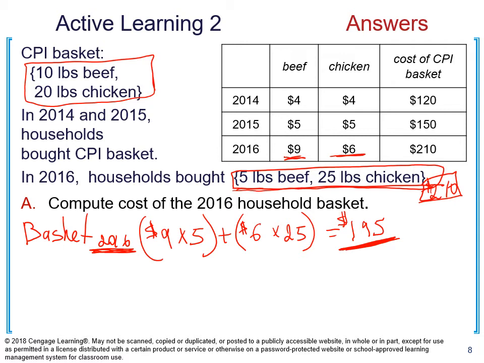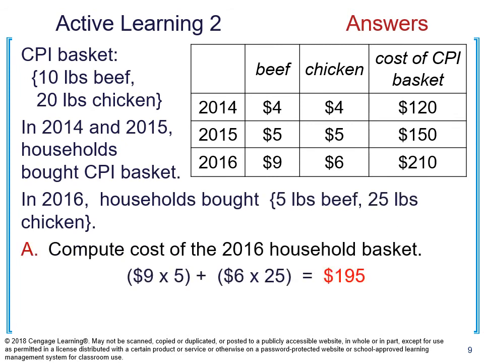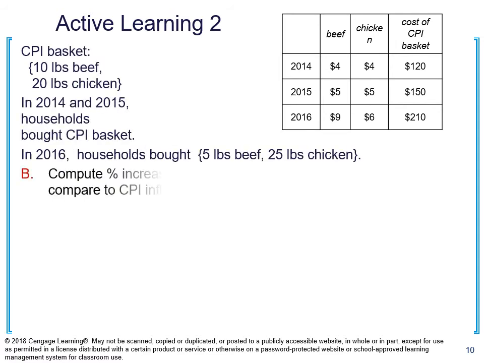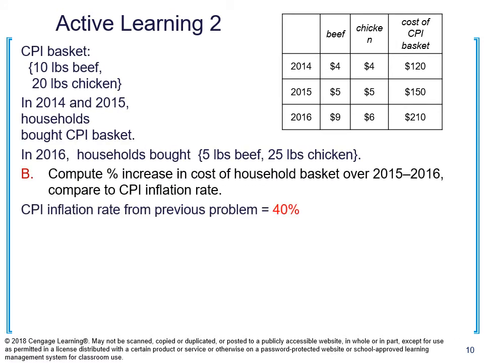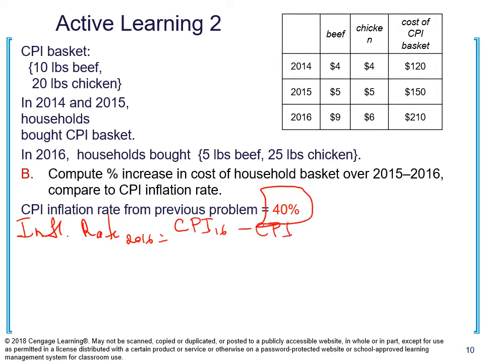And next, we're going to recalculate our inflation rate based on this new basket. So over here, what do we need to do? The basket cost is $195, and then we're going to recalculate the inflation rate. So that was the previous inflation rate. Now we're going to calculate the inflation rate for year 2016. Remember, we're taking CPI 16 minus CPI for year 2015, divided by CPI for year 15.